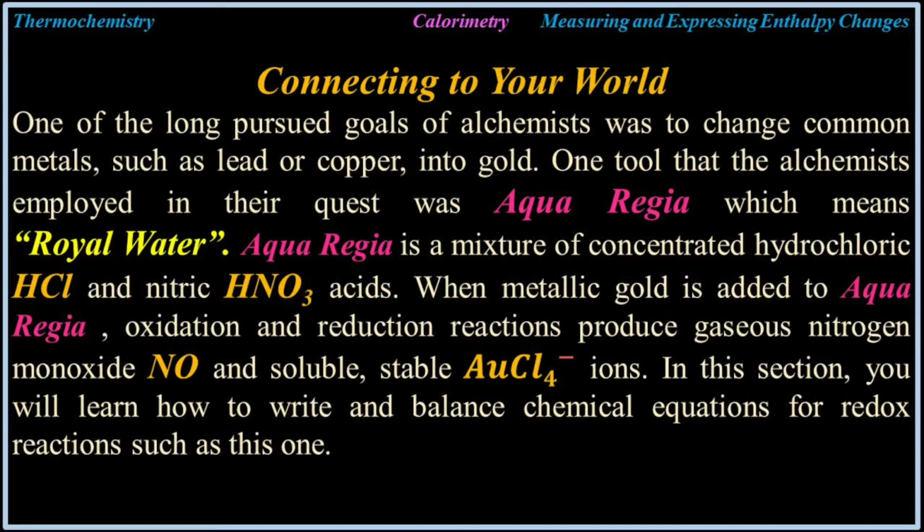When metallic gold is added to aqua regia, oxidation and reduction reactions produce gaseous nitrogen monoxide and stable gold(III) chloride ions. In this section, you will learn how to write and balance chemical equations for redox reactions such as this one.